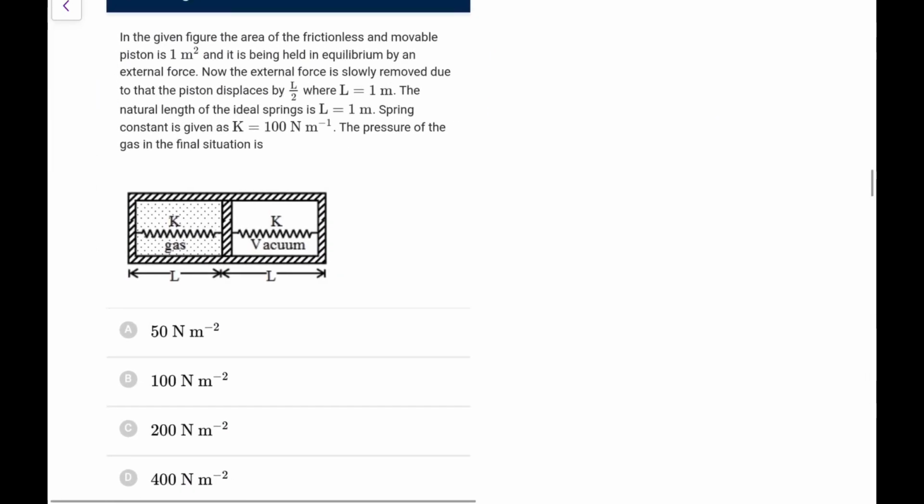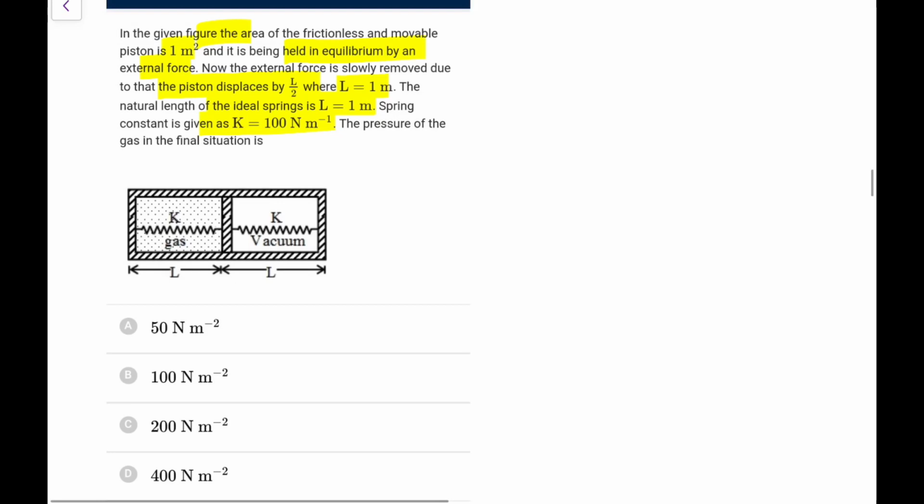Next one. In the given figure, the area of the frictionless and movable piston is 1 meter square and is being held in equilibrium by an external force. Now the external force is slowly removed, so that the piston displaces by L by 2, where L is 1. The natural length of the ideal springs is 1 meter. Spring constant is given as 100 Newton per meter. The pressure of the gas in the final situation will be?